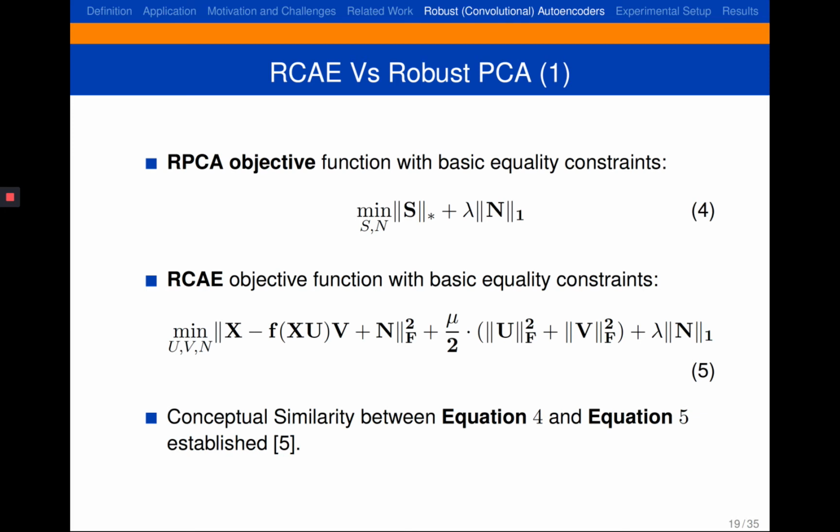Well, comparing the robust autoencoder with a robust PCA. From equations 4 and 5, the conceptual similarity between equations 4 and 5 has been established in the published paper. So for a more theoretical approach to the formulations of comparison between these two techniques, you can refer to the paper for more details.